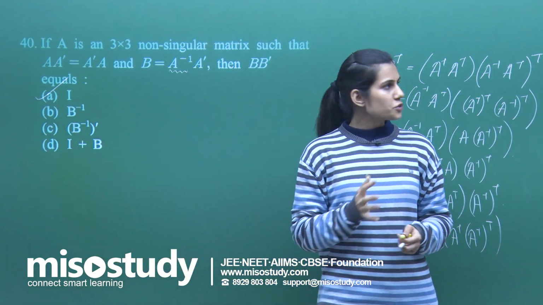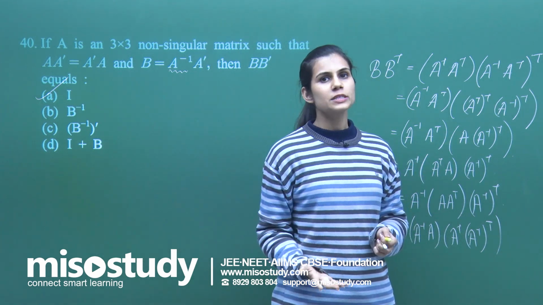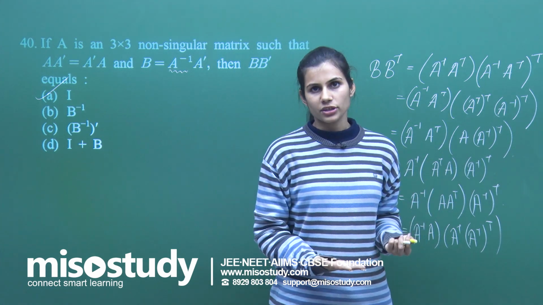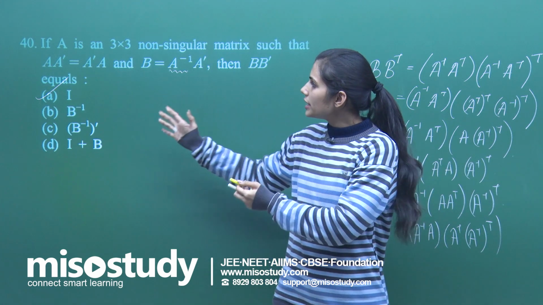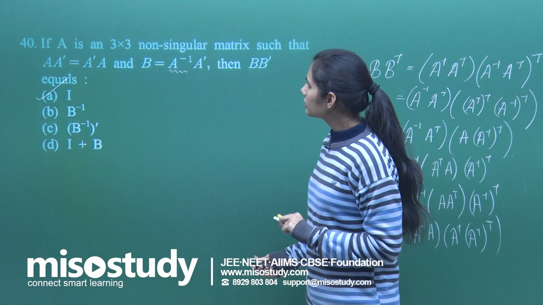Is it clear? So here we've used everything, the concepts of inverse, the concepts of transpose, reversal law of transpose, right, and the properties of identity matrix. So that has led us to the correct solution. Is it clear? Let's move to the next one.